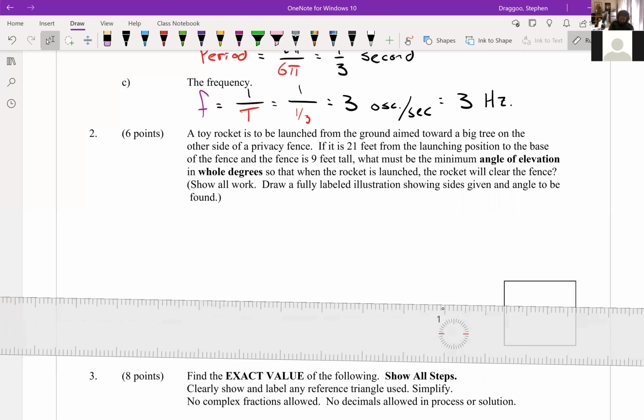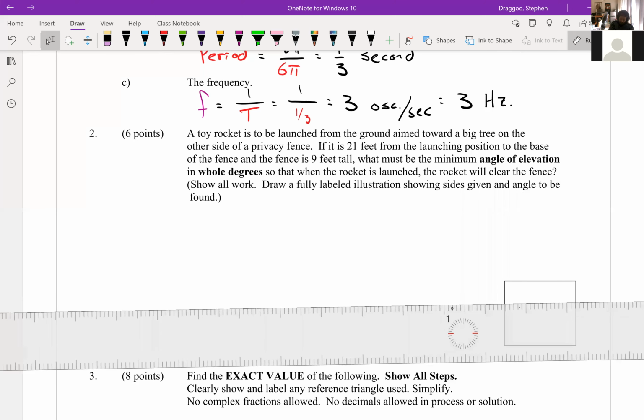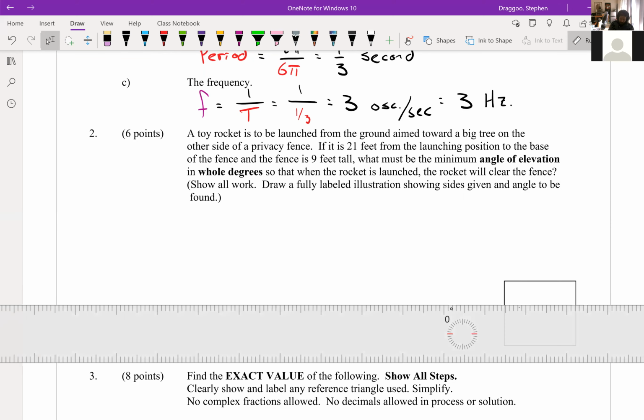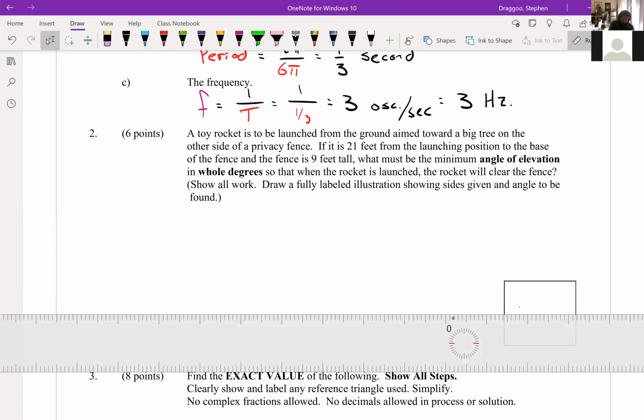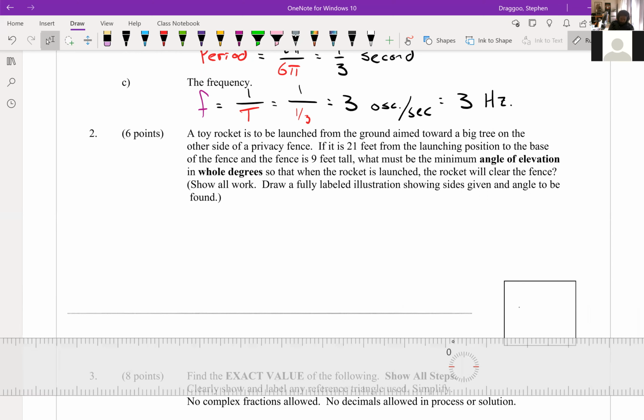So let's draw ourselves a picture here. Okay, so we'll give ourselves some flat land here. I can draw a tree over on the other side. Sure, this color will work. Cool, there's our tree. Somewhere along here, we should have ourselves a privacy fence.